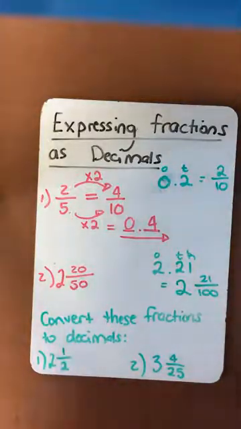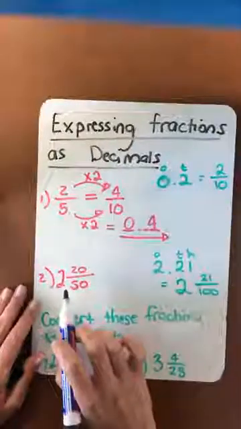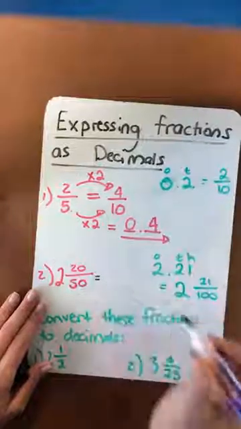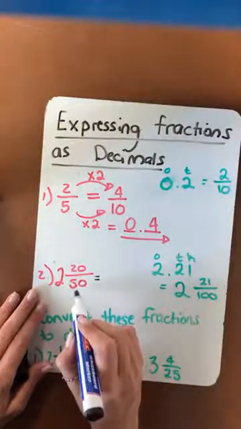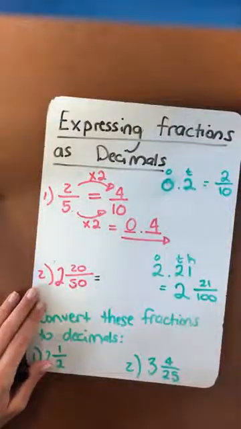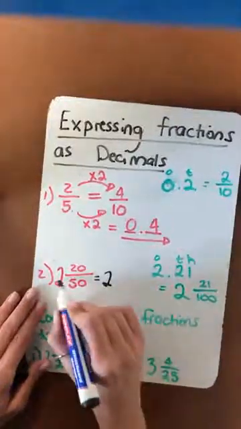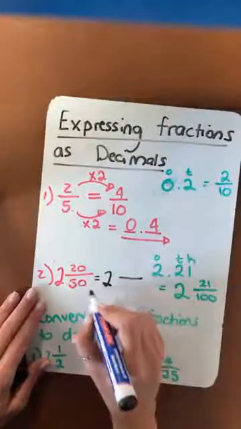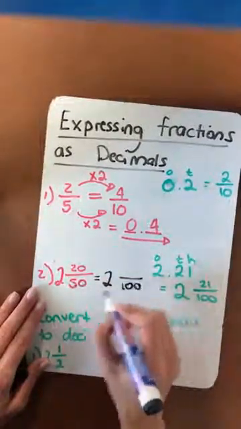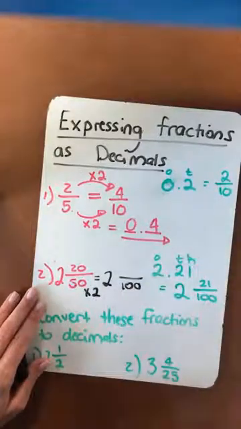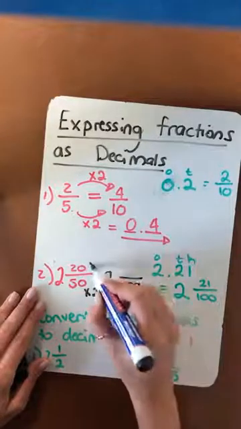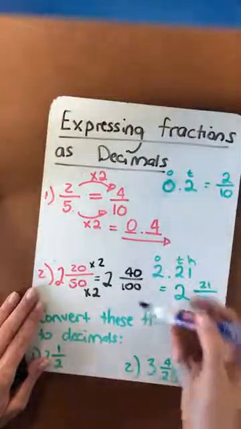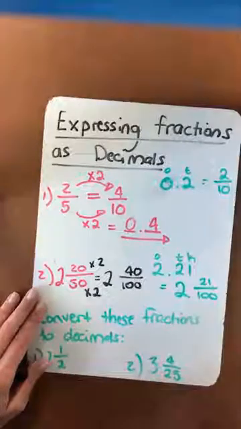In the second example, I'm given a mixed number, 2 and 20 over 50. So I have to first write this fraction with a denominator that's 100, so I can change it easily to a decimal. Copy my 2 down because I can't change my whole number. To get 50 to 100, I know I can multiply by 2. 50 times 2 will give me 100. What I do to the bottom, I do to the top. 20 times 2 is going to give me 40. Now I have 2 and 40 over 100.